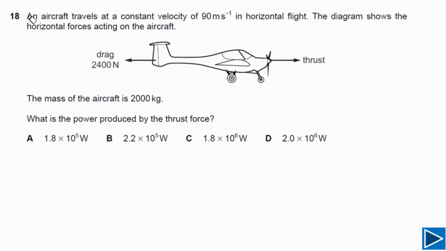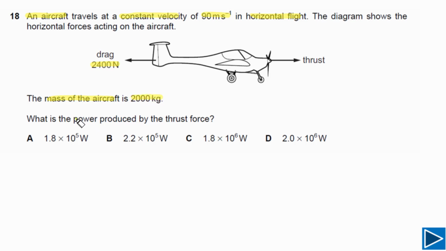For question number 18, it is given to us that an aircraft travels at a constant velocity of 90 meters per second in horizontal flight. The drag force acting on the aircraft is given, that is equal to 2400 newtons, and the mass of the aircraft is also given, and this is equal to 2000 kgs.